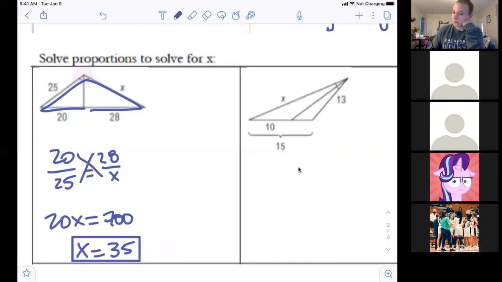Any big questions so far? Okay, let's look at the next one. I've got the same idea, but before I solve, I need to know what that little segment is. How much is that? 5. And then I've got an angle bisector right here, so that splits the shape into two little pieces. Someone I haven't talked to, give me my proportion.